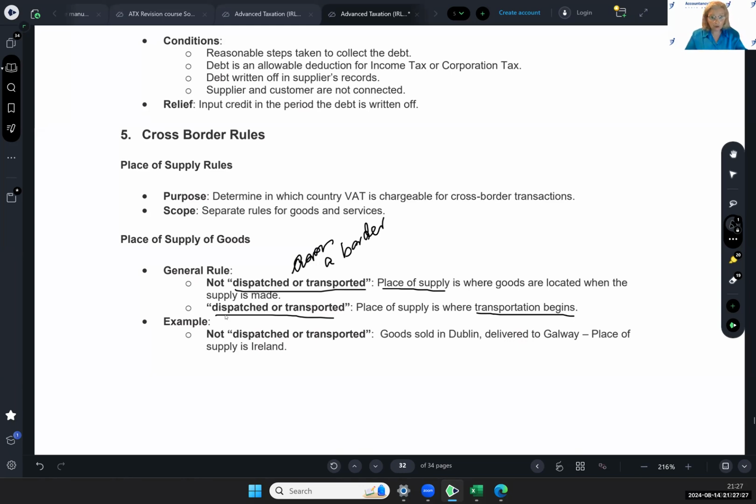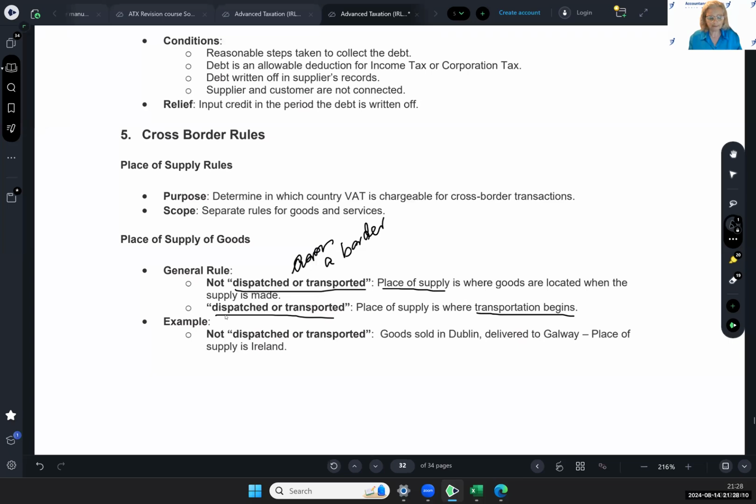So where they do cross a border, say the goods went from Ireland to France, where did transportation begin? Ireland. So the place of supply is Ireland. Therefore, we charge VAT in Ireland. What rate? There's a rate specific to supplies between taxable persons within the EU. So if the goods are supplied from an Irish VAT registered business to, say, a French VAT registered business, then the place of supply is where transportation begins, and Irish VAT is charged at 0%.